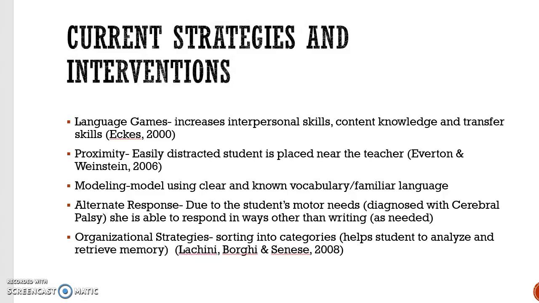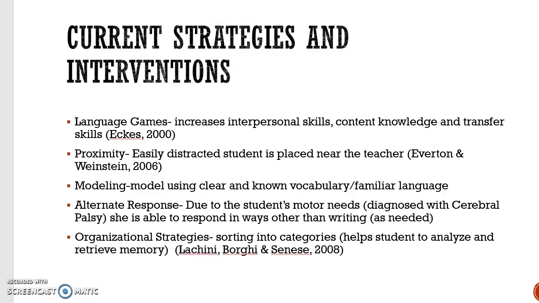Also with her, I use modeling. With the modeling, I'm very clear with her what the directions are. I use familiar language that is known to her, known vocabulary words. I also show her even what to do if you make a mistake, how to fix it.